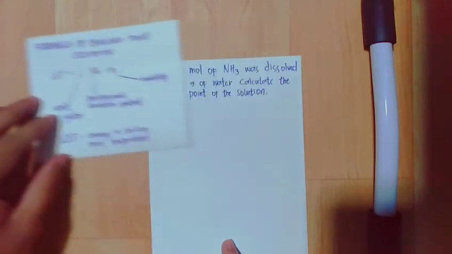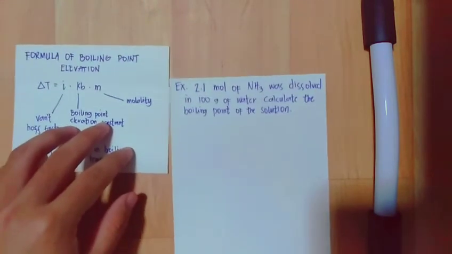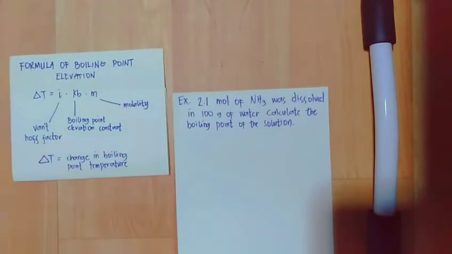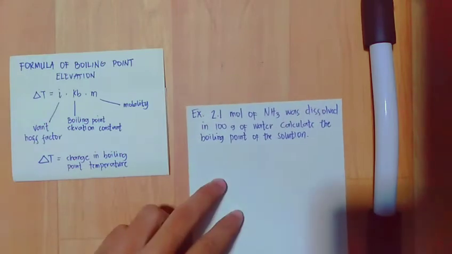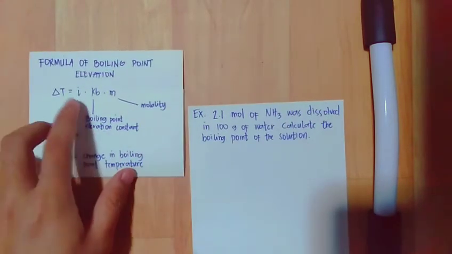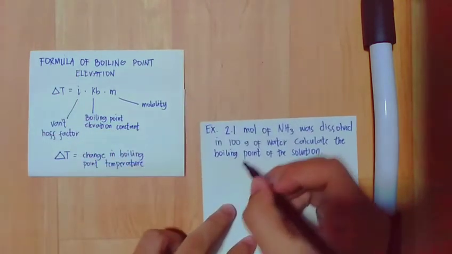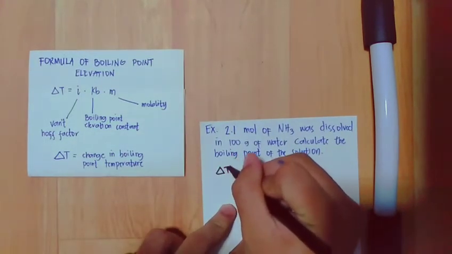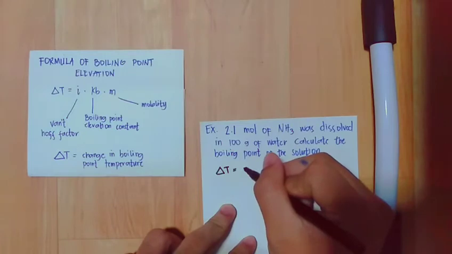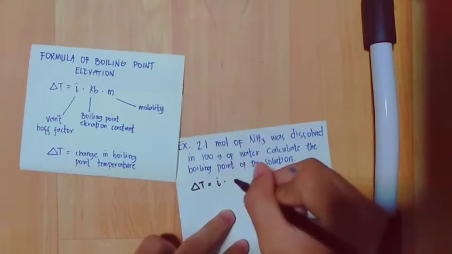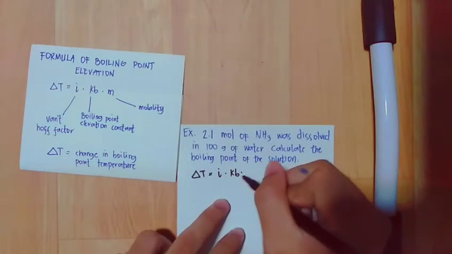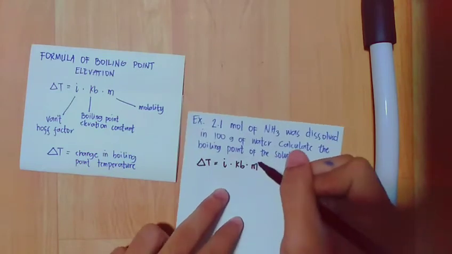So this is the example question. 2.1 mole of NH3 was dissolved in 100 grams of water. Calculate the boiling point of the solution. So again, we're going to use this formula: delta T is equal to i times Kb times m.